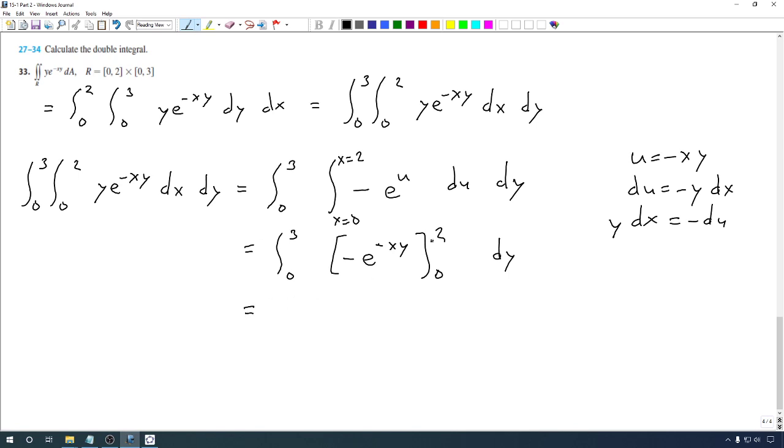Now we do need to go ahead and put in our limits. So first we go ahead and put in 2, so we have a minus e to the, now remember this is for x, so minus 2y. Then we subtract, or really add because of the minus sign there, e to the 0, because the 0 is just going to get rid of everything. E to the 0 is 1.